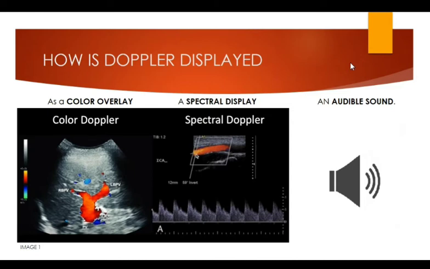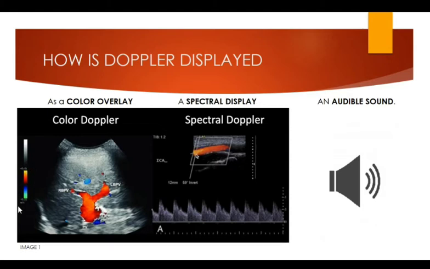Okay, so we now know that echoes from moving blood and tissues are Doppler shifted, and that means the frequency is slightly altered. What we need to look at now is how that appears in different ways in Doppler. So it can appear in the one on the left, which is our color Doppler and our color overlay. And that gives us information about blood flow and direction and location. And that is seen in the intensity of color.